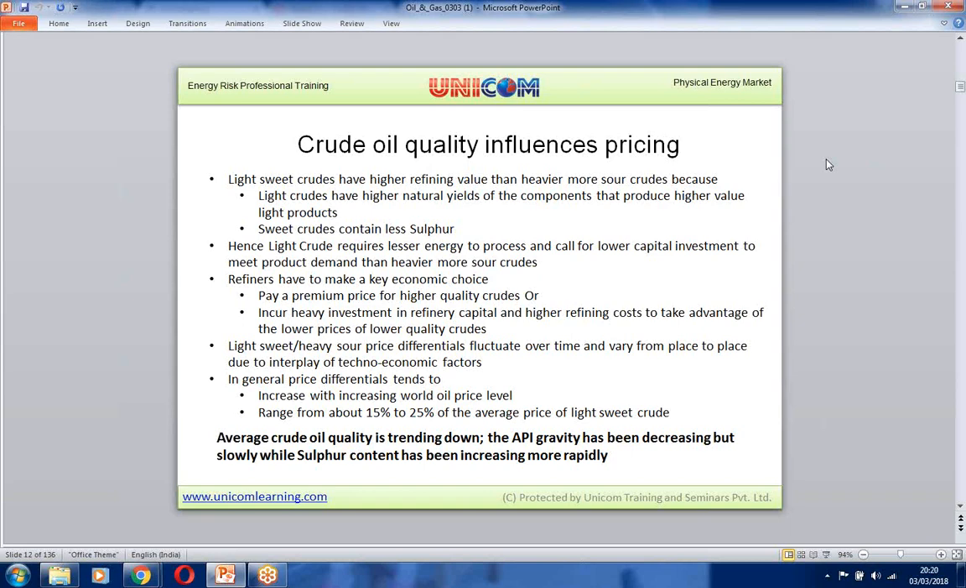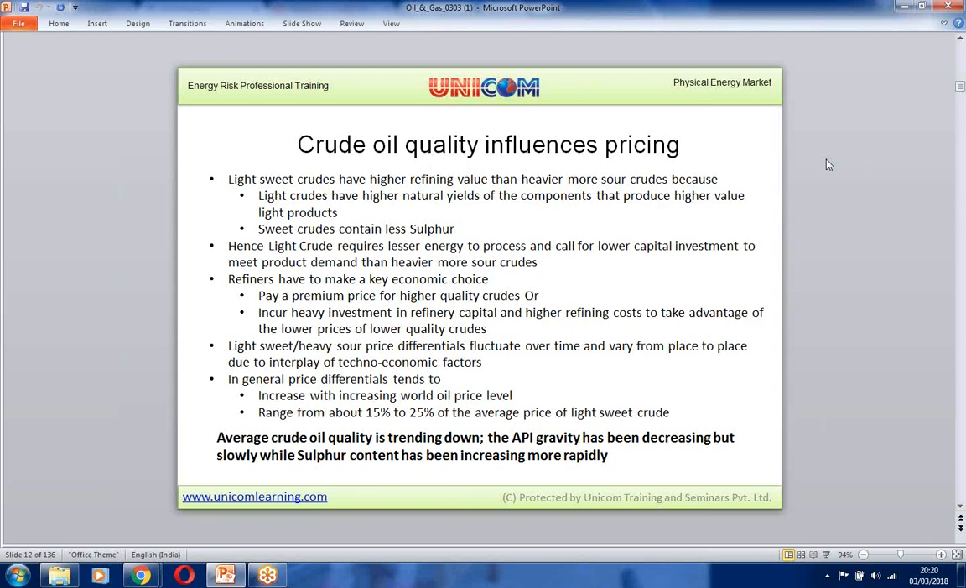And also, light crude oil requires less energy to process. So you are consuming less energy, you are investing less on capital investment. So on the other side, you are paying a premium price for the crude oil. So refiners have to make a choice. Either they pay a premium price for high quality crude oil, or incur heavy investment in refinery capital and high refining cost to take advantage of the lower prices of lower quality crudes. This is a choice that the refiners have to make. Either way they have to go.